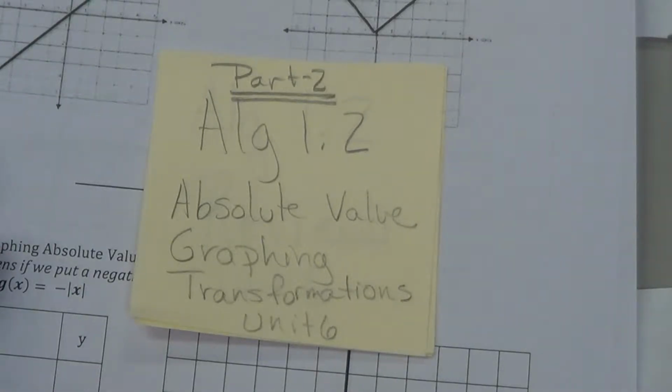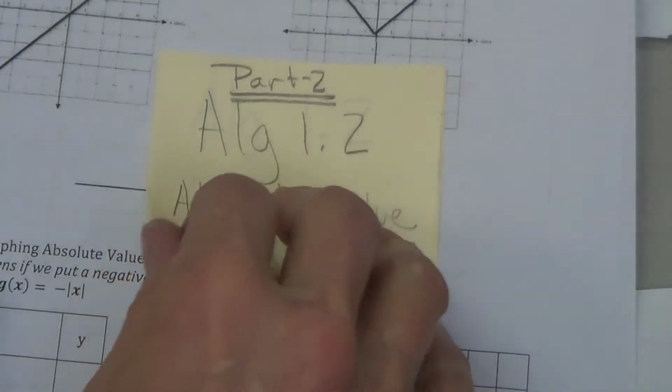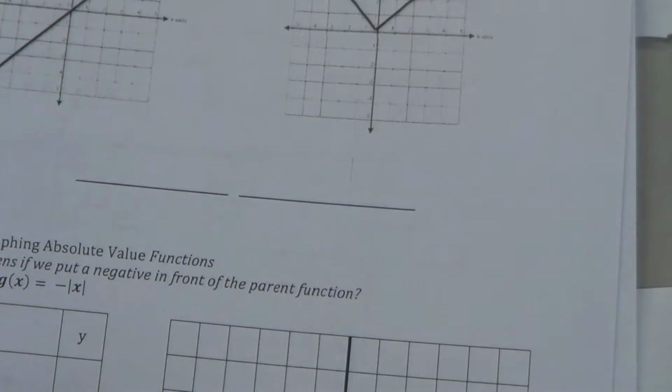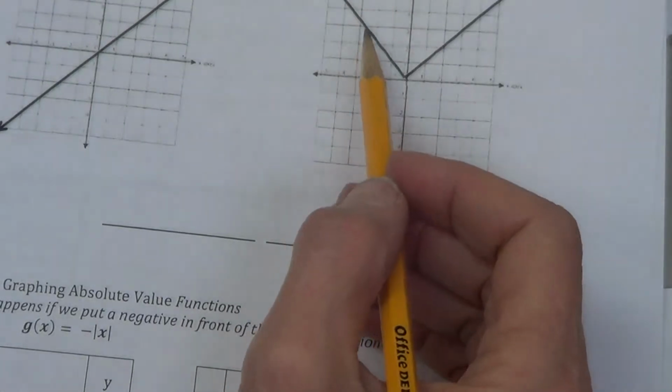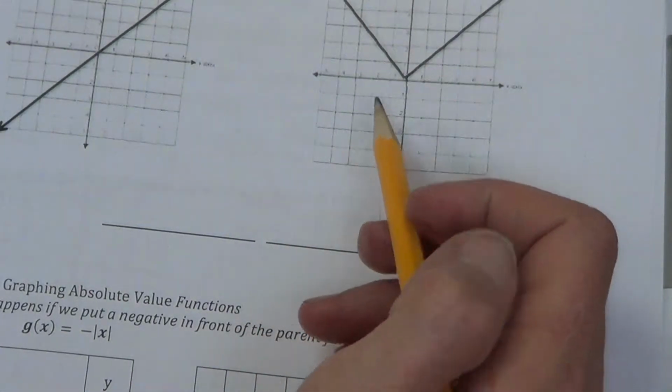Welcome to part 2 of the absolute value graphing transformations, unit 6 of Algebra 1-2. Today we're going to be graphing absolute value equations from Algebra 1, Semester 1. You might recognize the two graphs below.